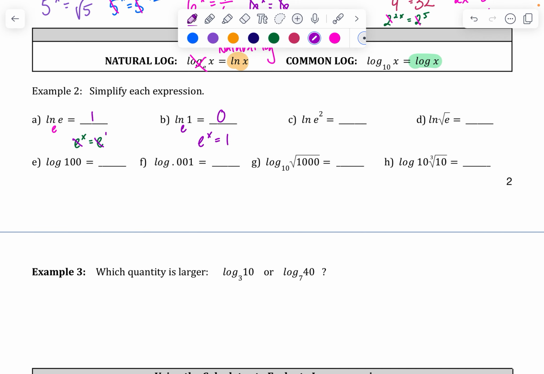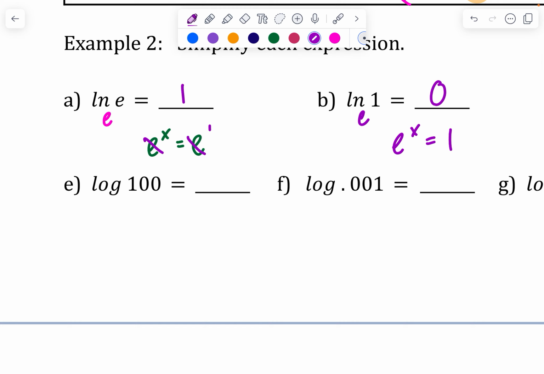I want you to try C and D. Going to part E, it says log of 100 is equal to. This is that common log. So it's really log base 10 of 100. Same thing, I'm going to think about it in terms of exponentials. 10 to what power gives me 100? That is 2.